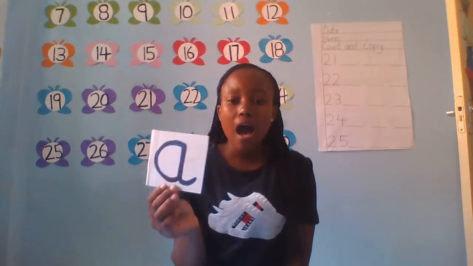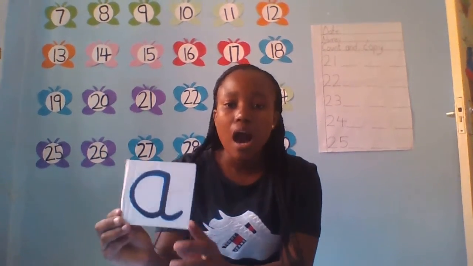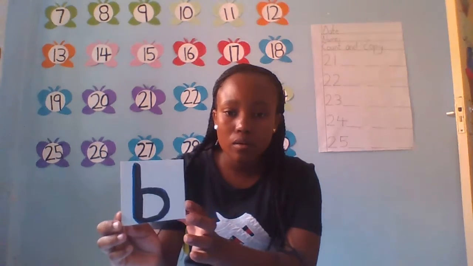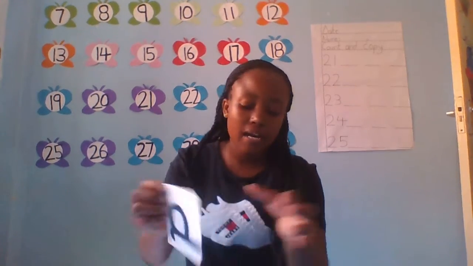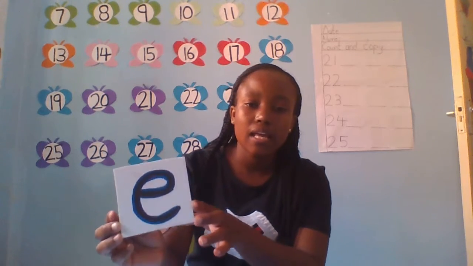A for apple. A, a, apple. B for ball. B, b, ball. K for cup. K, k, cup. D for duck. D, d, duck. E for elephant. E, e, elephant. F for fish. F, f, fish. G for glass. G, g, glass.